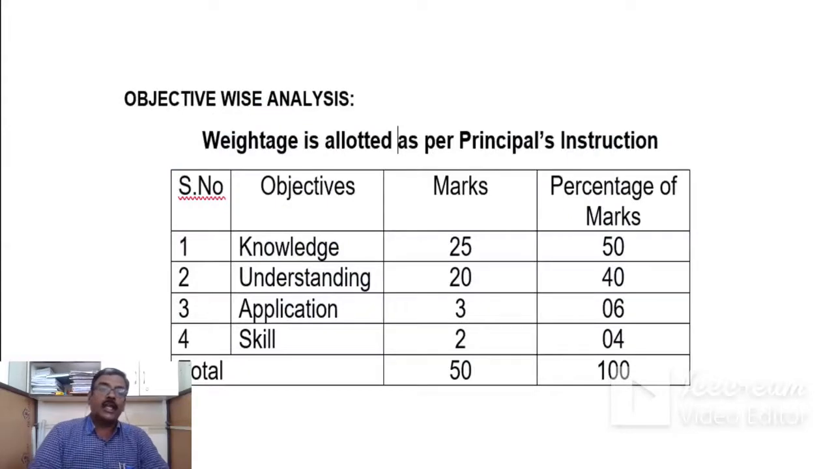And objective wise analysis, weightage is allotted here as per our principles in section. We are giving the weightage. Knowledge is 25 marks, understanding is 20 marks, application is 3 marks and skill is 2 marks. So totally 50 marks is split across the total question paper. Then the percentage is double of that. Knowledge is 50 marks, understanding 40 marks, application 6 marks and skill is 4 marks.